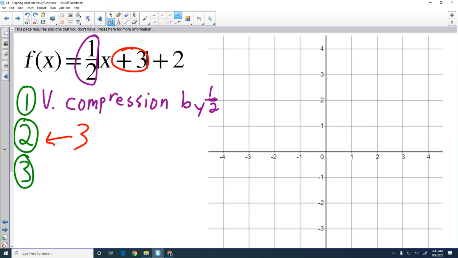And finally, the last piece we have is plus 2. Now that is outside of the absolute value sign. It's separate from the x, meaning it's not going to move in the x direction. It's going to go in the y direction. So that's vertical. We don't change the sign for a vertical translation. So I'm just going to draw an up arrow 2 units. So this is a vertical shift up 2 units. So those are all the transformations I see. There's nothing else kind of added into that equation. So now we just have to graph it.